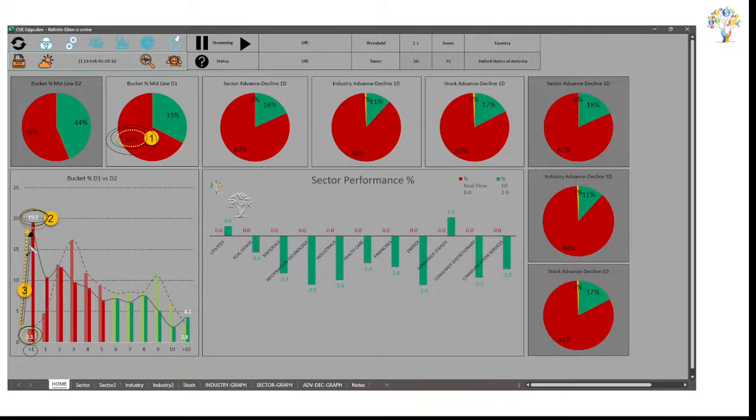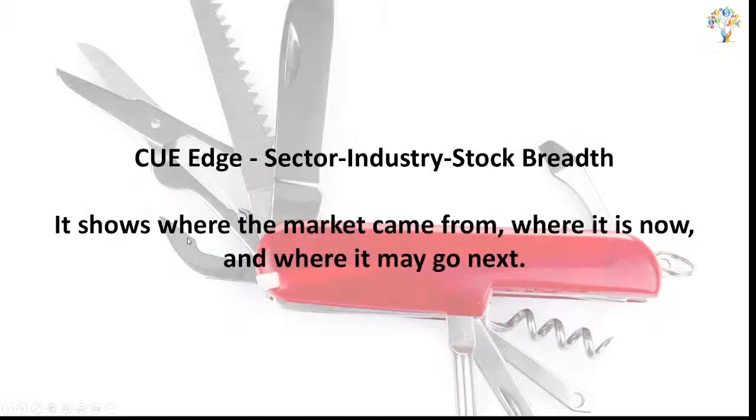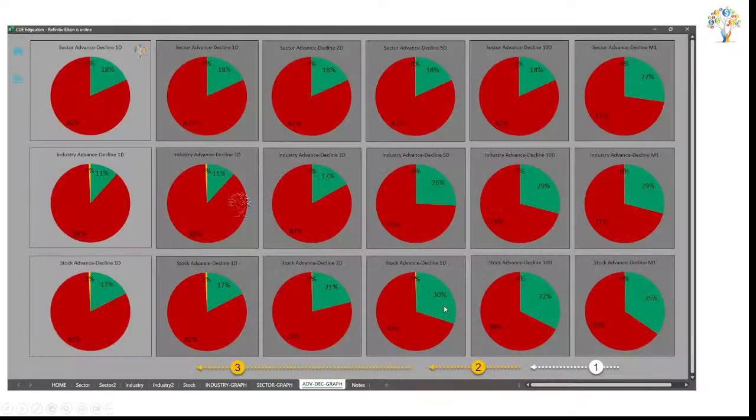So now I have at least two reasons to be very cautious about shorting or stop shorting. One is IWM stopped right at support, and second is this aspect of bucket analysis is showing oversold condition. I don't like to short in an oversold market. I already shorted, I made a nice profit. I'll review some of those stocks, but now I'm less willing to short. What about sector, industry, stock breadth? It shows where the market came from, where it is now, and where it may go next.